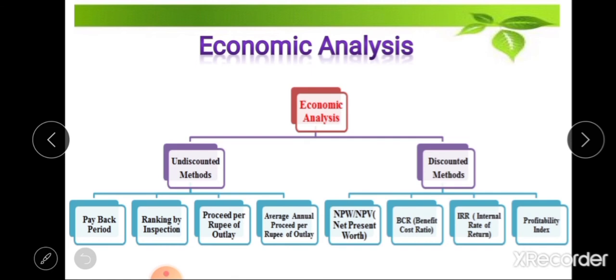Then next method, that is the discounted methods, in which time value of money is considered. It includes NPW, that is net present worth or net present value, then benefit cost ratio, internal rate of return and profitability index. Okay, so these are the different economic analysis methods.